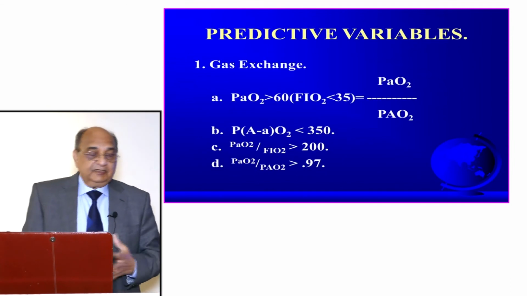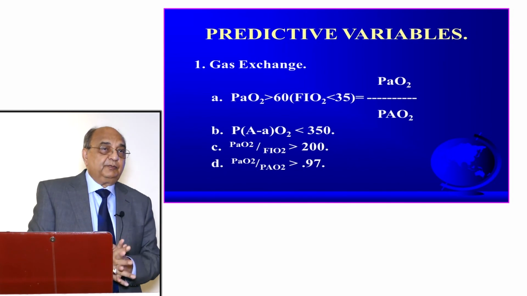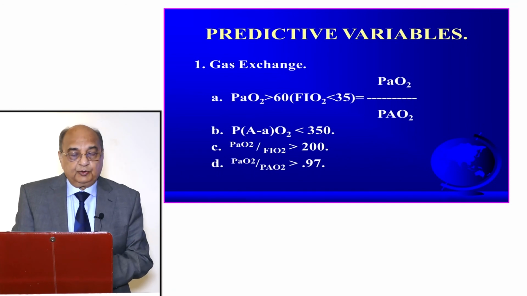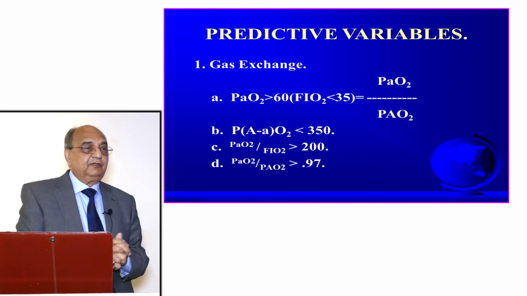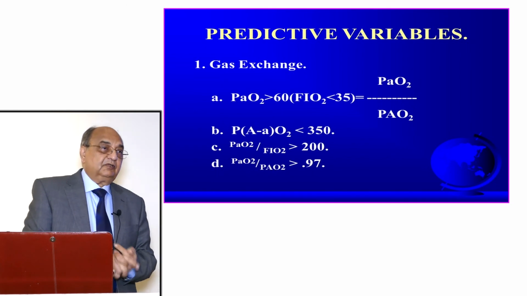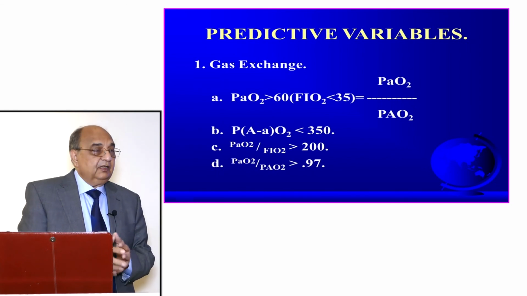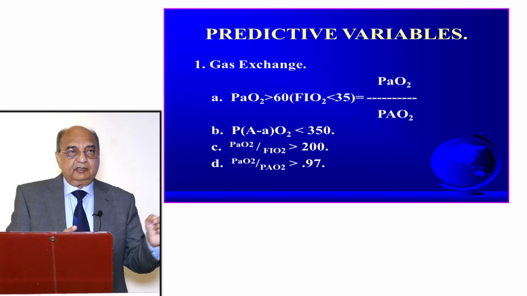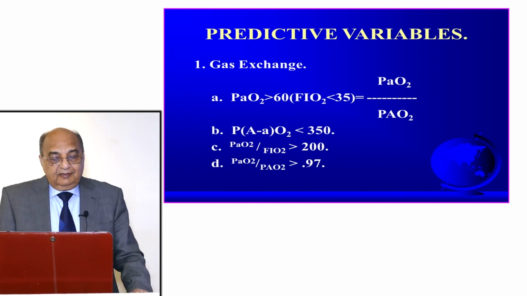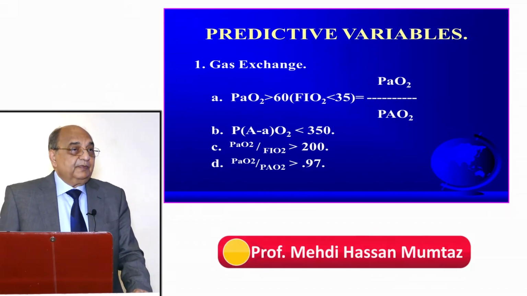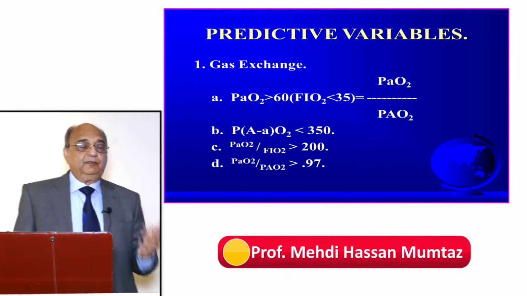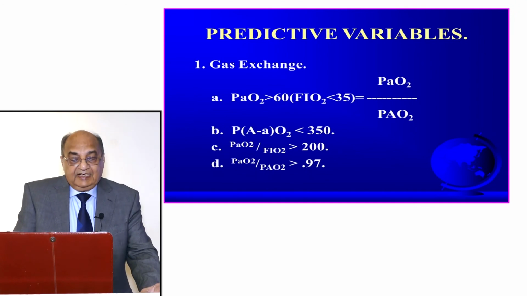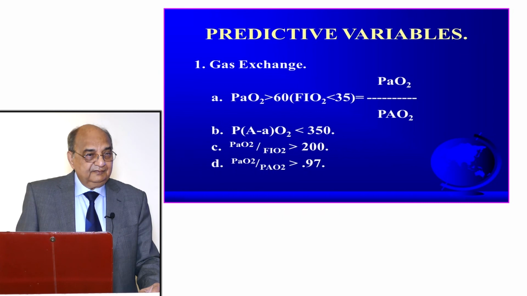Now, predictive variables: gas exchange. This is the most important predictive variable. Look at the PaO2, the partial pressure of oxygen. It should be greater than 60 if the patient is having 35% of FiO2. On 35% of FiO2 it should be greater than 60 millimeter mercury or torr. 1 millimeter mercury is equal to 1 torr. Then look at the AA gradient, partial pressure of oxygen in the alveoli minus partial pressure of oxygen in the arterial blood, and that should be less than 350, right?